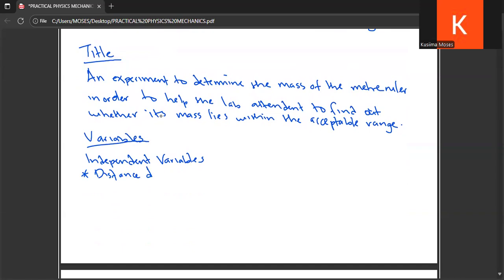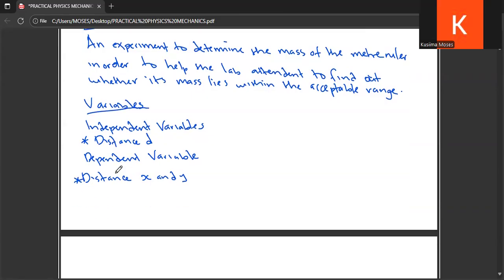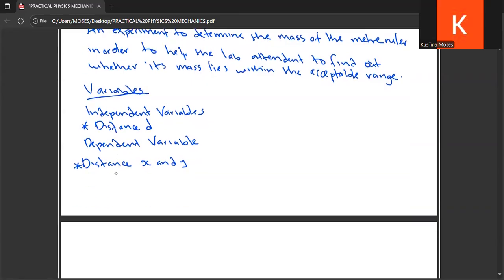Distance D. That is going to be our independent variable. Then our dependent variables are going to be distance x and y. Those are the dependent variables. Then we move on to control variable.